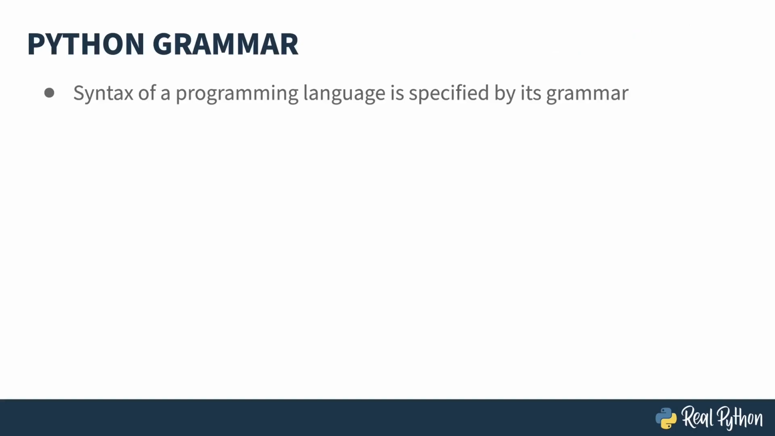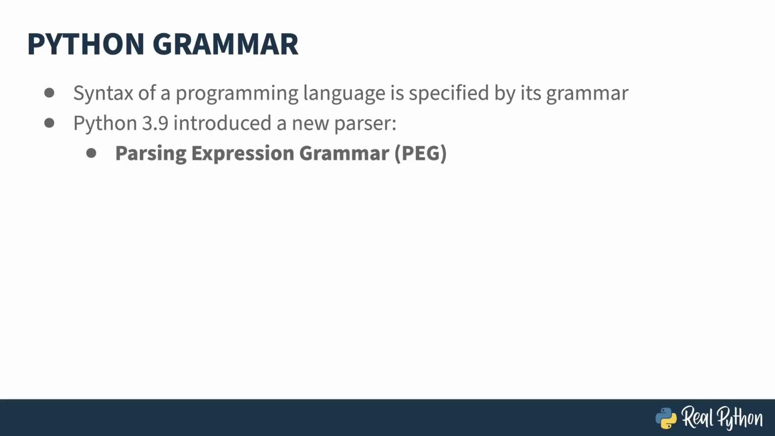The syntax of a programming language is specified by something called its grammar. In Python 3.9, a new kind of parser was introduced in order to take advantage of a more flexible grammar. This parser is called a PEG parser, or parsing expression grammar. So far, nothing new has been introduced to the language that couldn't be done using the old style grammar. 3.9 is a transition, and the concepts that I'm going to show you also exist inside of earlier versions.